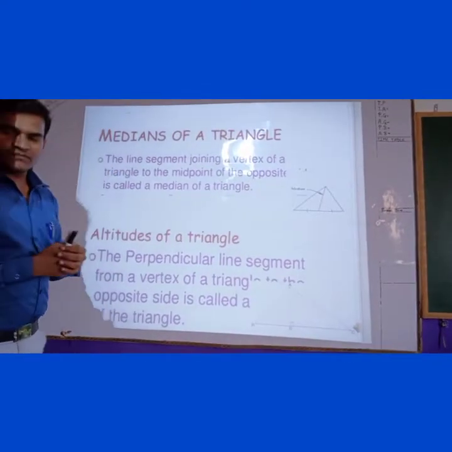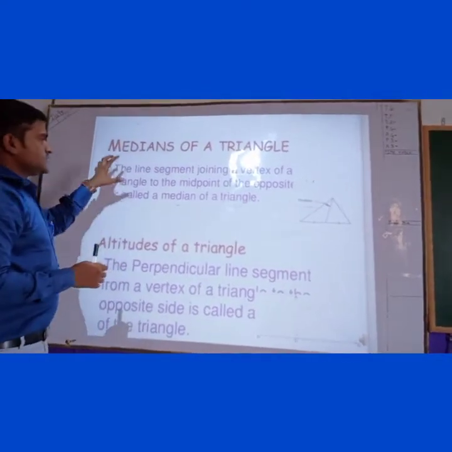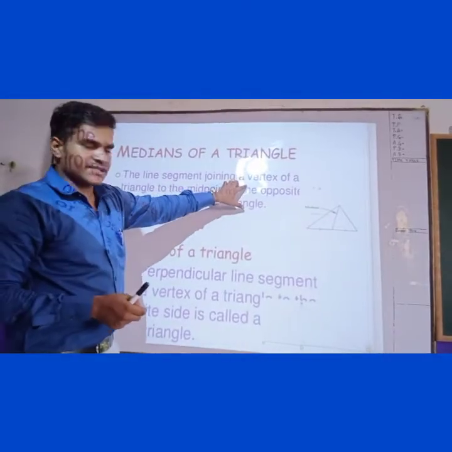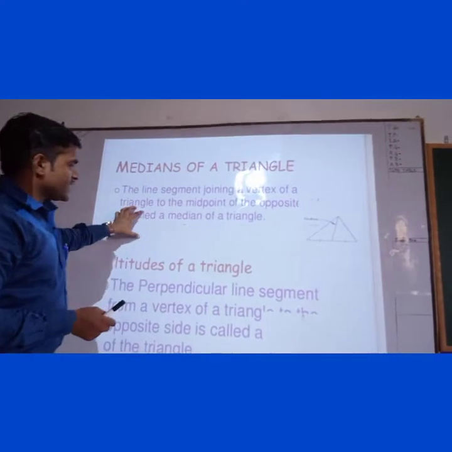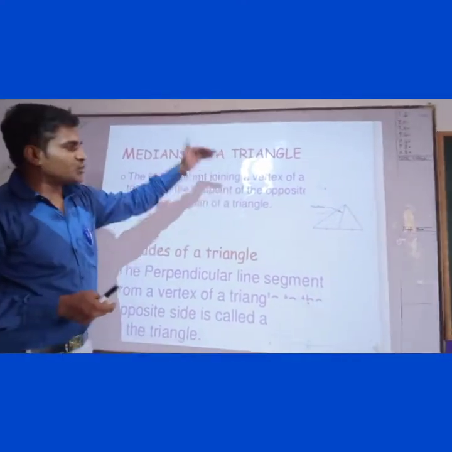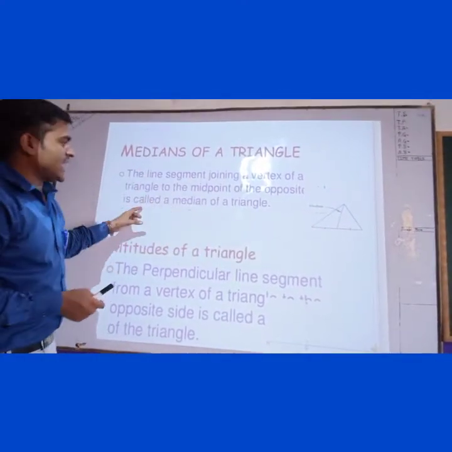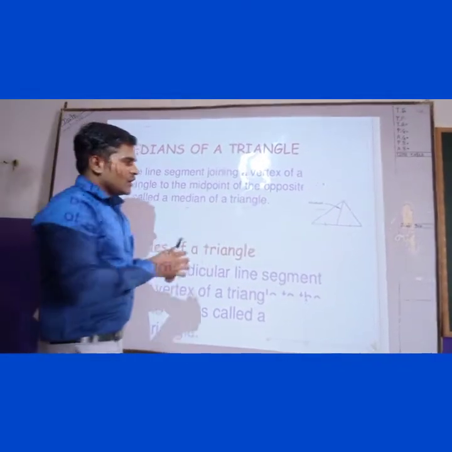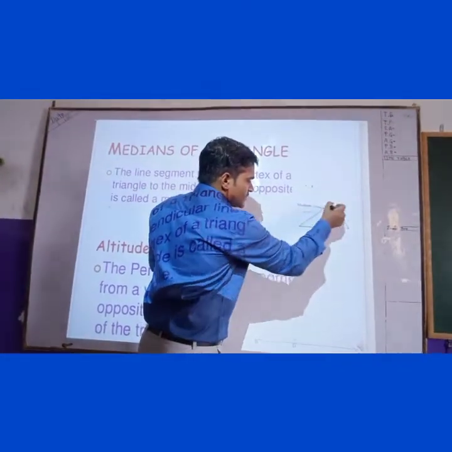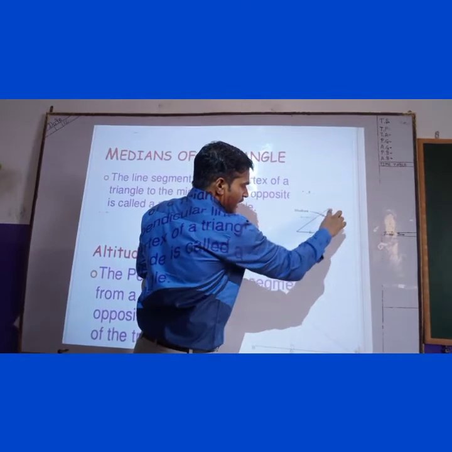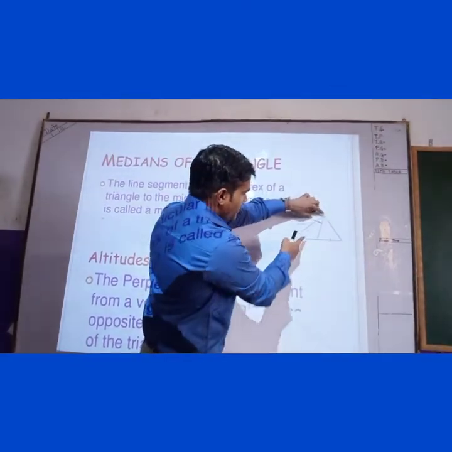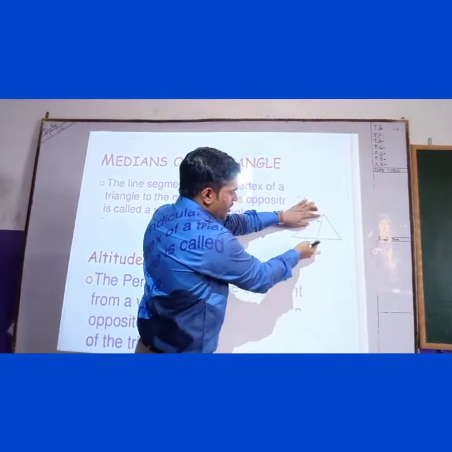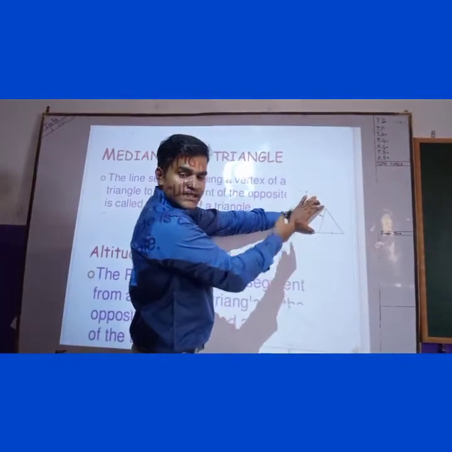Medians of a triangle. The line segment joining a vertex of a triangle to the midpoint of the opposite side of the triangle is called the median of the triangle. Here this is a triangle and a line segment in red color, which is a median, joining a vertex to the midpoint of the opposite side.